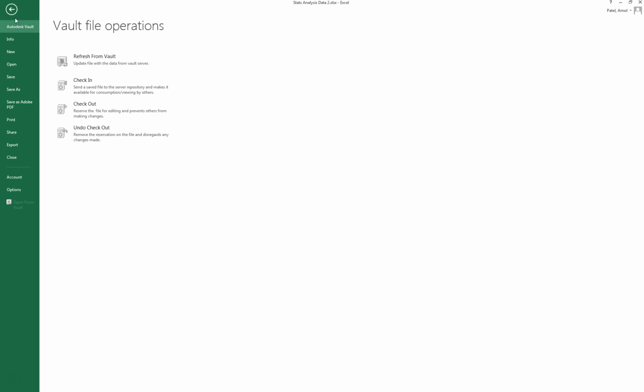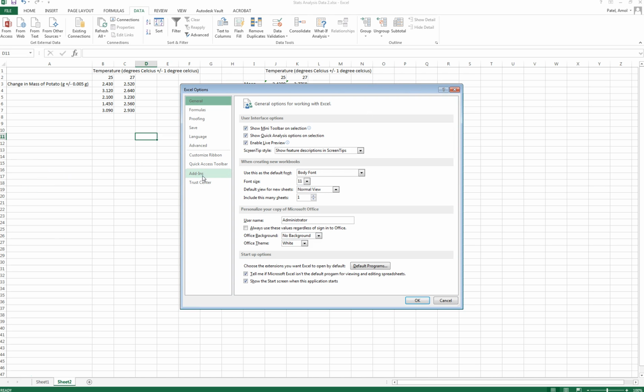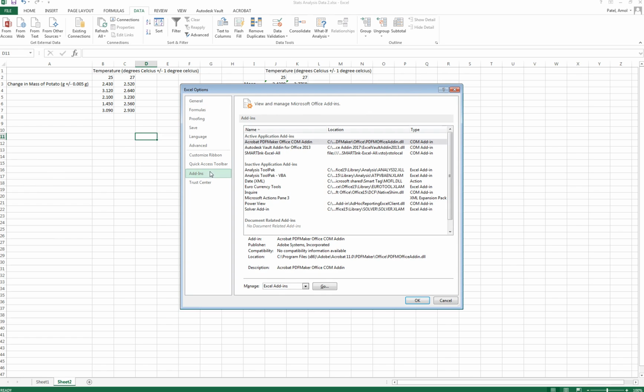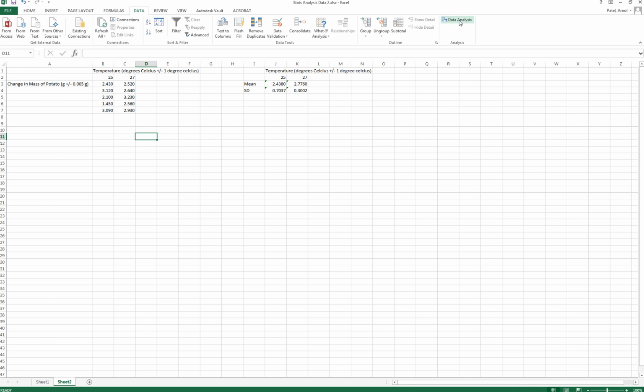So I'm going to go to File, I'm going to go to Options, Add-ins, and what I see is that my inactive application add-ins include this Analysis ToolPak VBA. So I want to click that, and instead of hitting OK, I want to hit Go. I'm going to make sure I've got Analysis ToolPak VBA on. I'm going to hit OK, and let it load. And now I've got my Data Analysis button. Again, it's under the Data tab. There's my Data Analysis button, which is great.